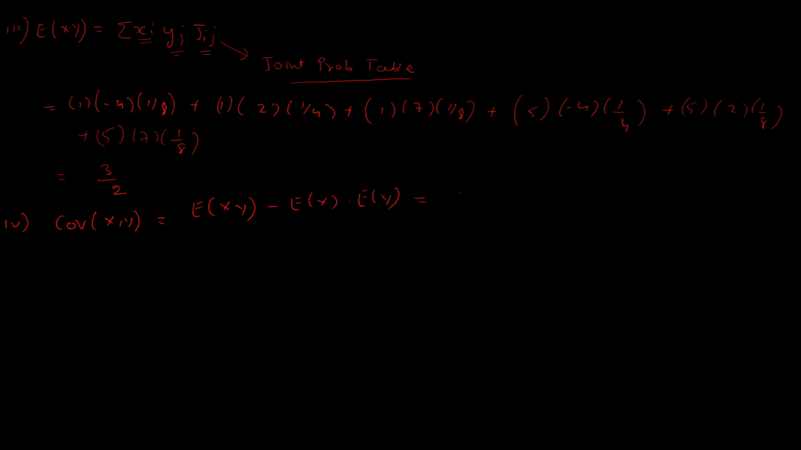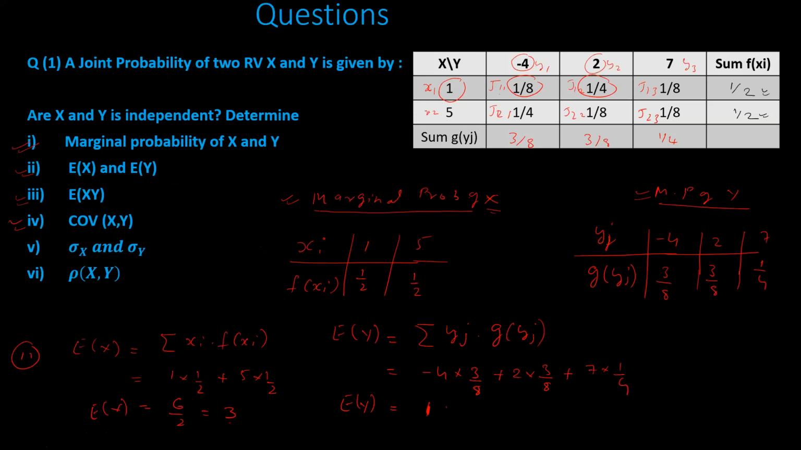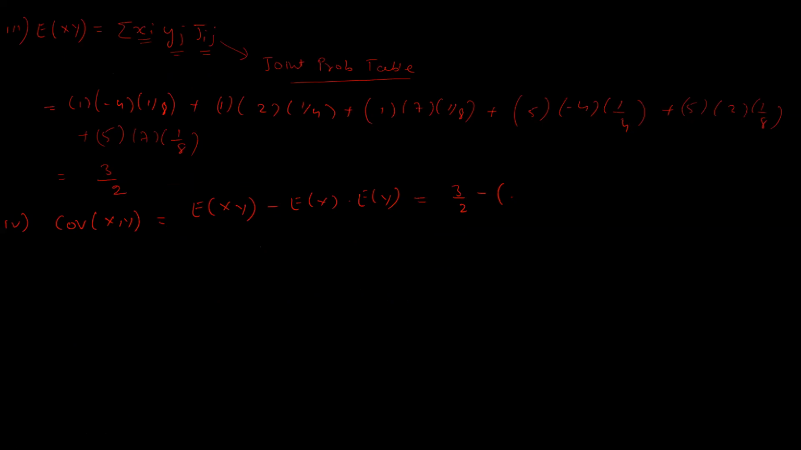E of xy is 3 by 2 minus E of x, how much we have got previously? E of x we have got 3 and E of y we have got 1. So we'll just substitute. So 3 into 1. So when you calculate this, 3 by 2 minus 3, it is coming as minus of 3 by 2. Okay. Now this is done.